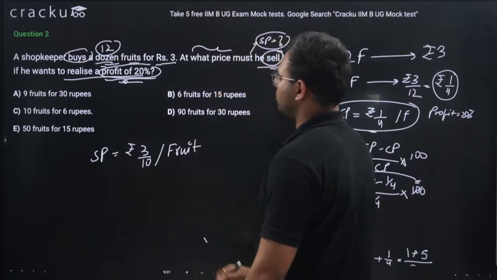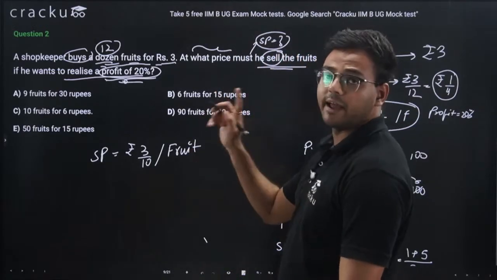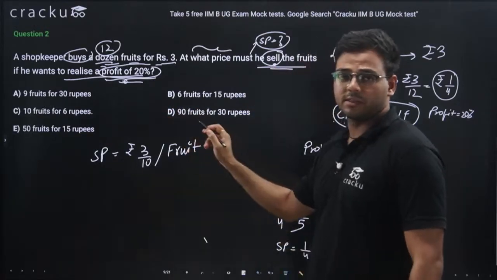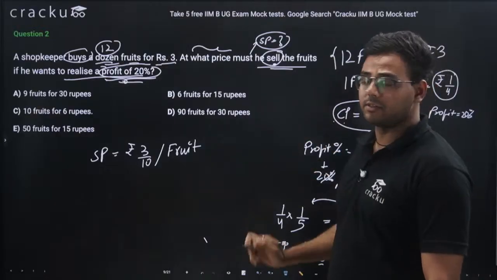3 by 10 for each fruit. Option A says that 9 fruits for rupees 30. These all are selling prices. All the options are basically a selling price because this is asking for selling price.